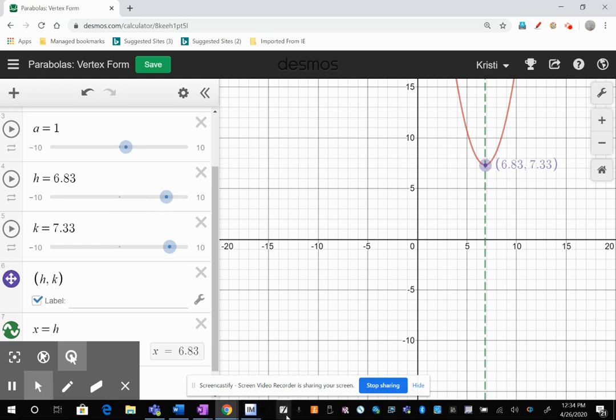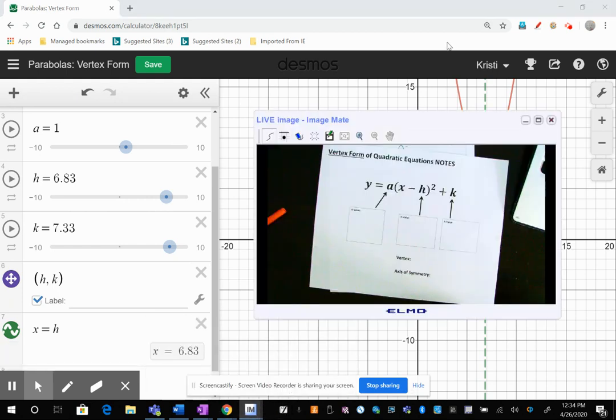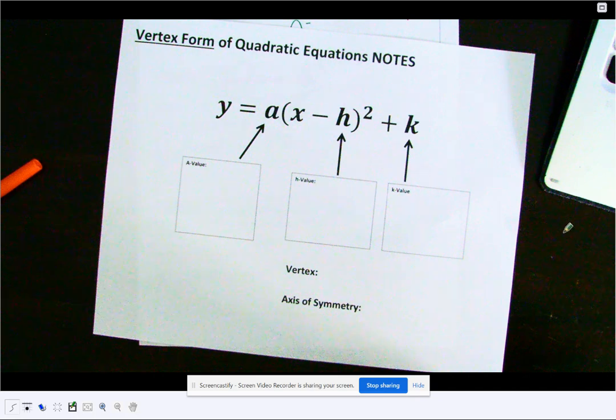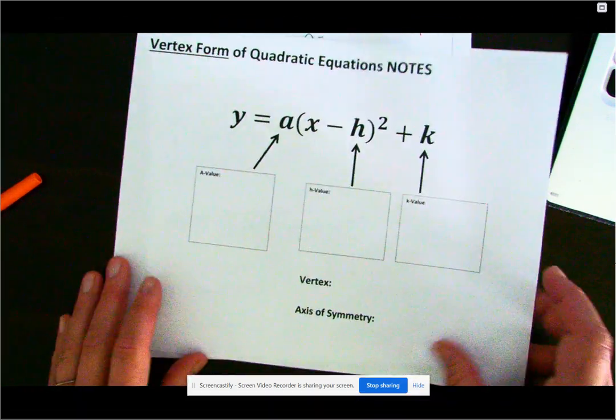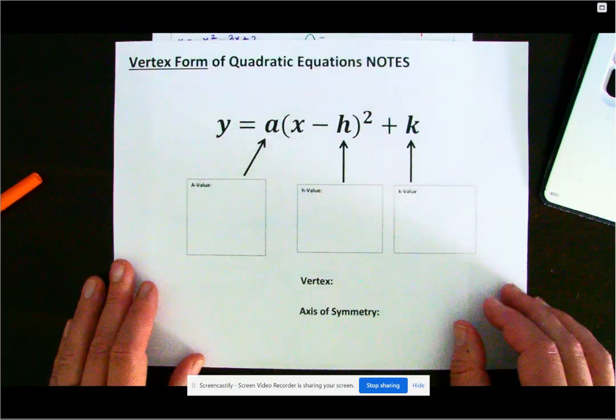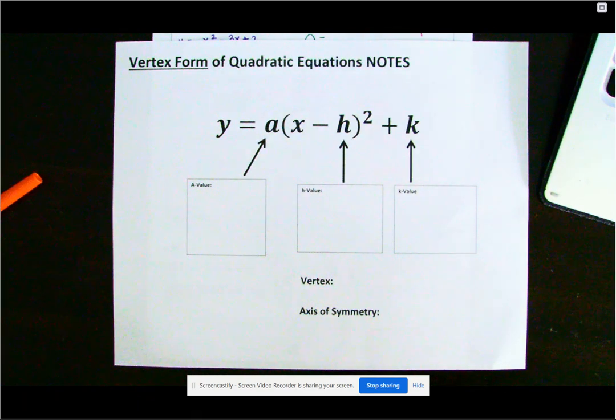Okay, so what we're going to do now is go to our notes. I can toggle back to Desmos if you'd like, but we're just going to have this as a reference, and this will be really great to keep referring back to when you're graphing.